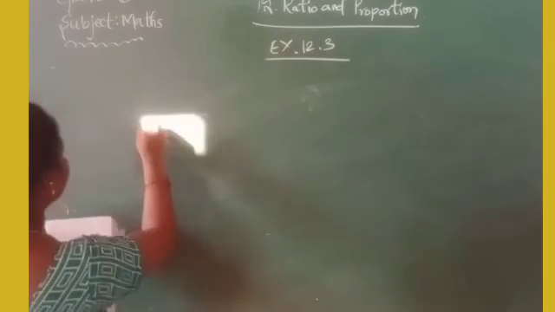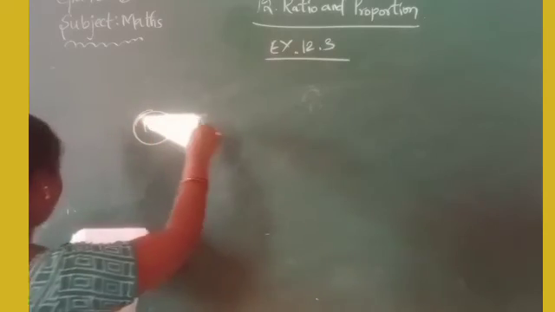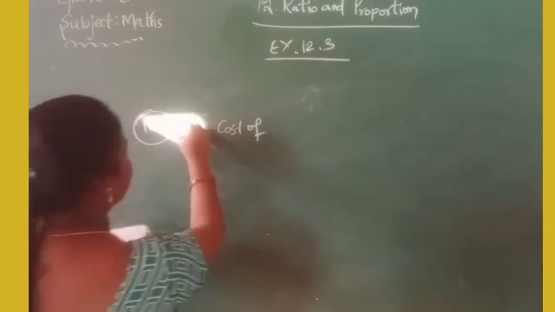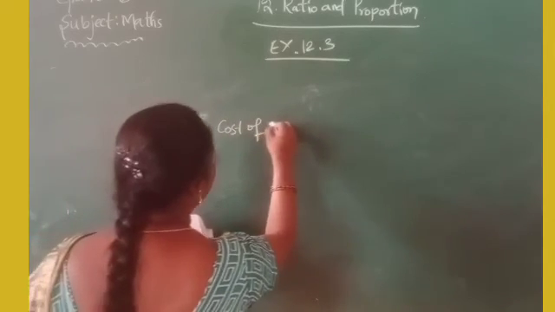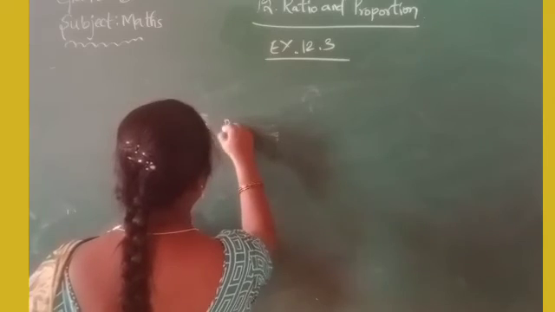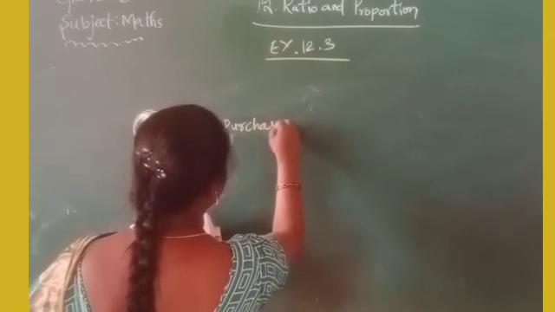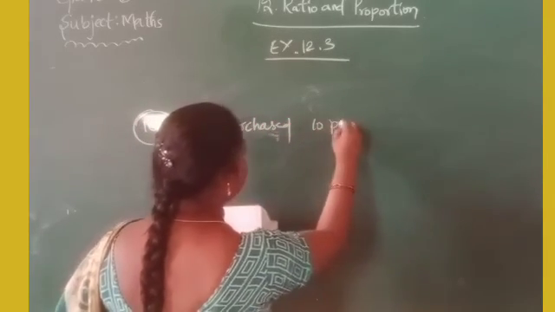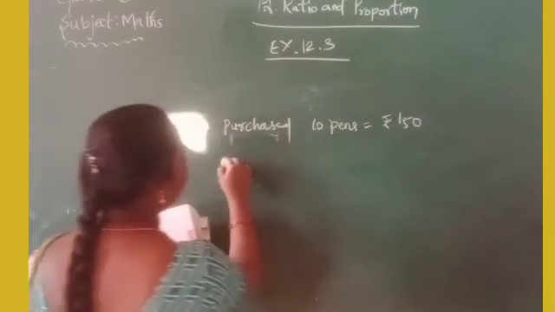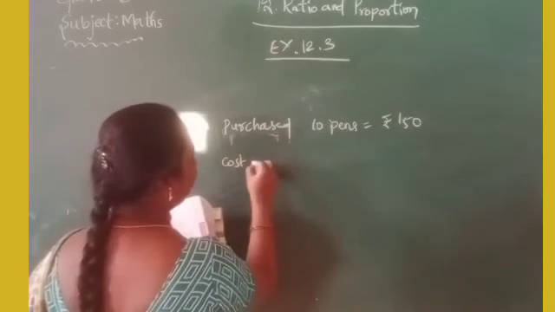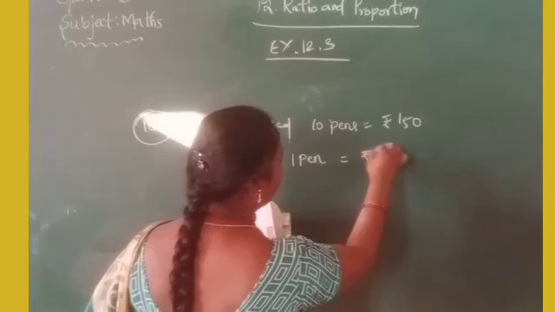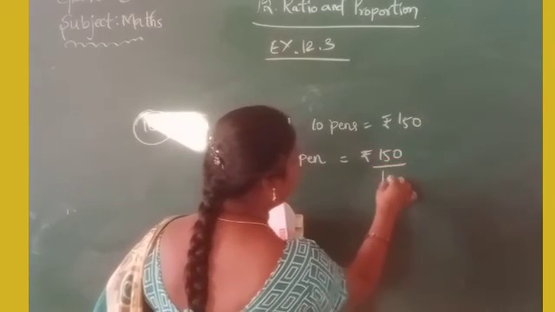Okay. So how to find that? The 10th question. Who purchased this one? Raju purchased 10 pens for 150 rupees. Okay, that is the cost of 10 pens. Then you have to find the cost of 1 pen. Cost of 1 pen means 150 by 10.